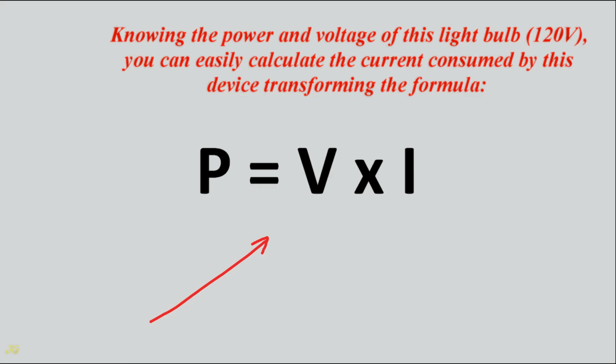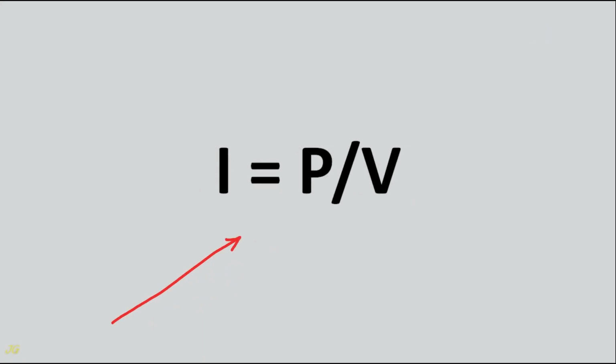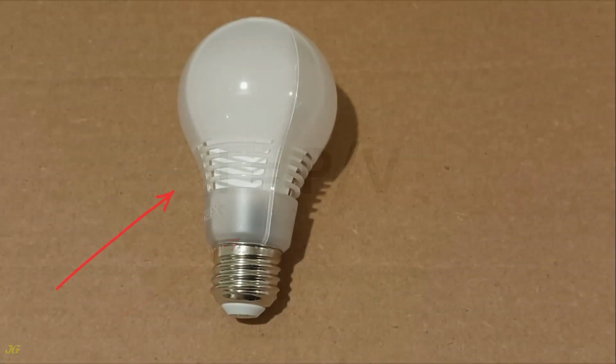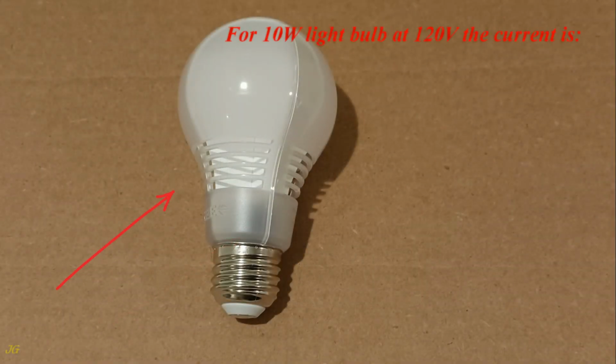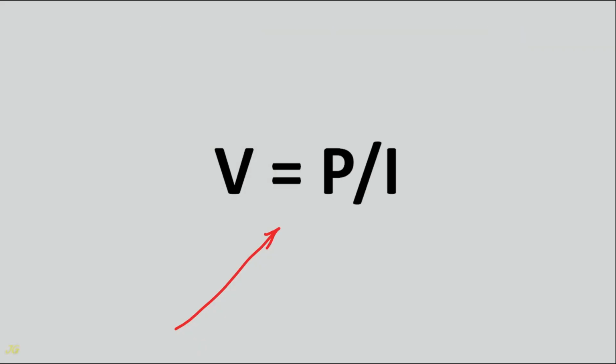Knowing the power and voltage of this light bulb, 120 volts, you can easily calculate the current consumed by this device, transforming the formula. Power equals voltage times current. So the current equals power over voltage. For a 10 watt light bulb at 120 volts, the current equals power divided by voltage, equals 10 watts divided by 120 volts, equals 83 thousandths of an ampere. If the current and power are known, the formula is voltage equals power over current.